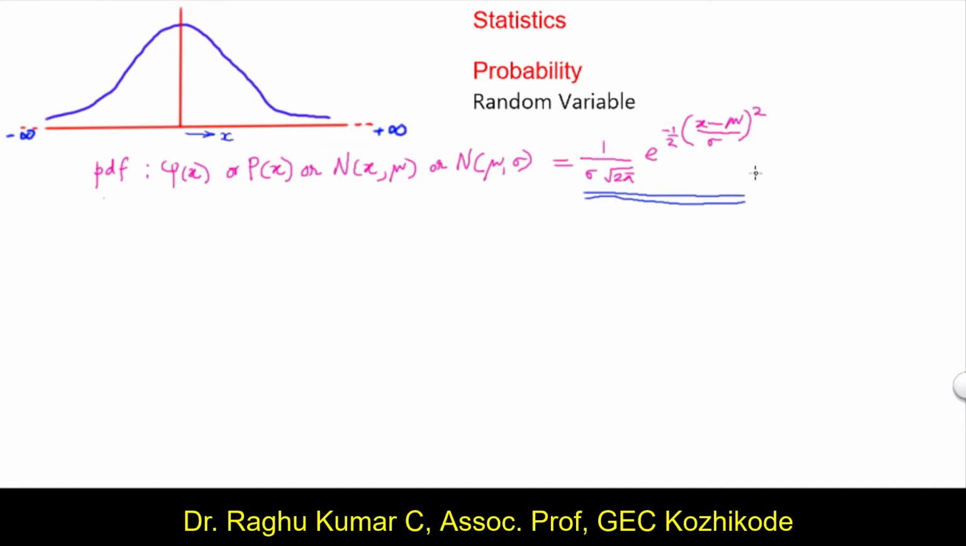In this equation, you should understand these parameters also. That is, x is the observed value or result of experiment or the random variable, whatever you call it. Mu is the mean of the random variable or observation. Sigma is the standard deviation of this observation.